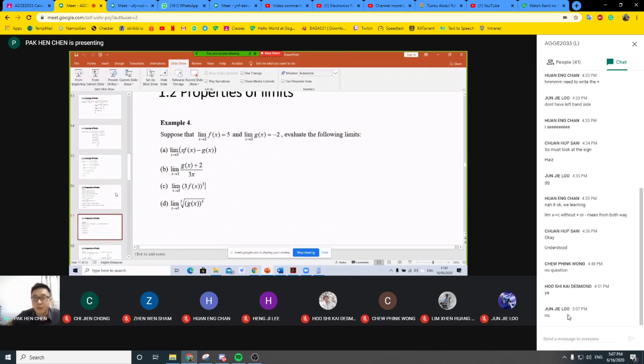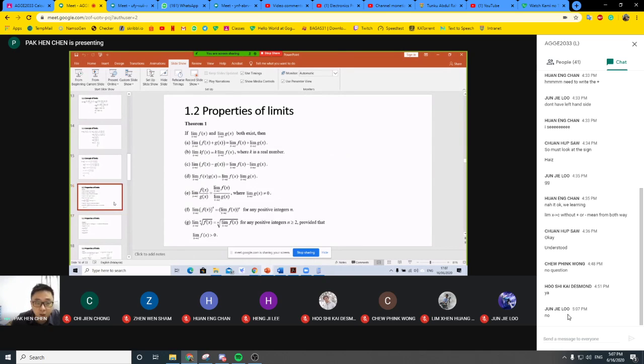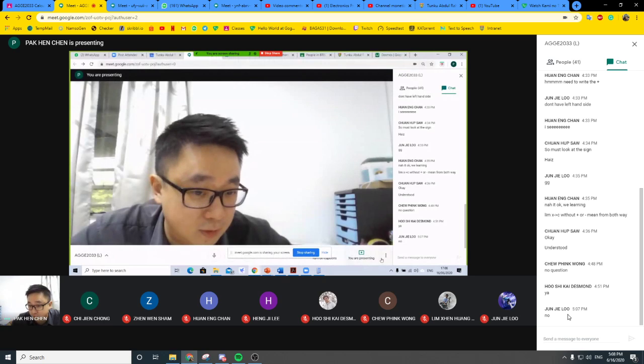Now we may proceed to 1.2, properties of the limits. For these properties of limits, when we have a function f(x) plus a function g(x), or a constant k, we can pull the constant k out. When it's plus or minus, we can find those limits individually, then only we add them up. Normally the question will give us the limit of f(x) equal to 5 and the limit of g(x) equal to -2. I'm going to record some video down.